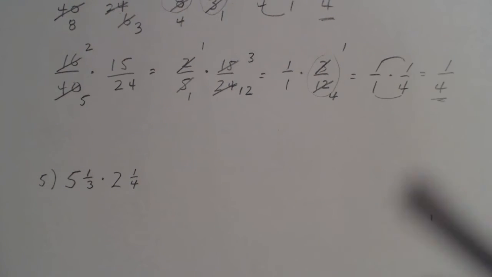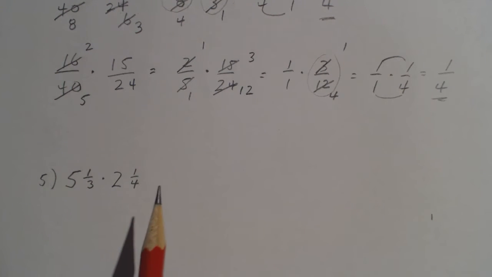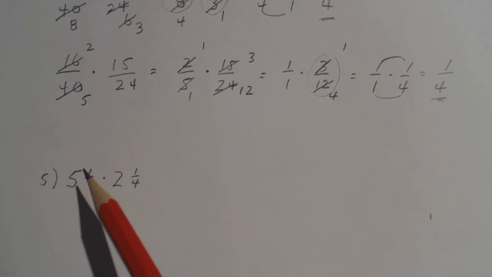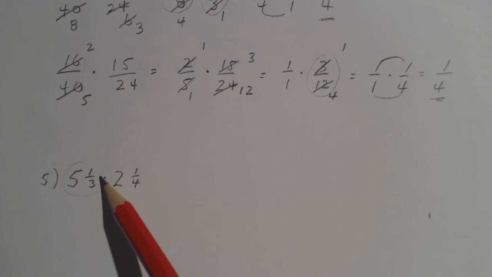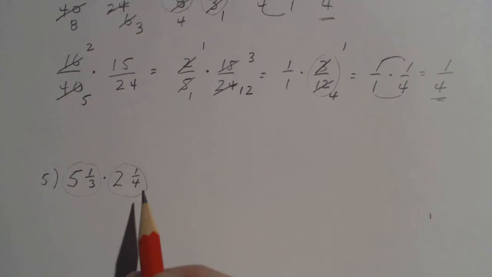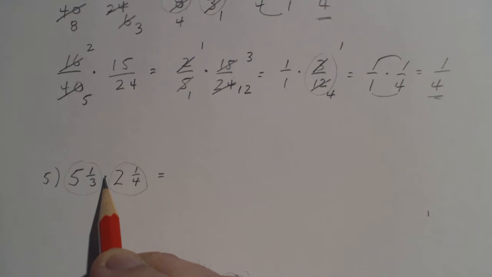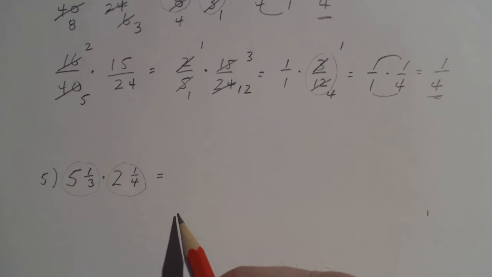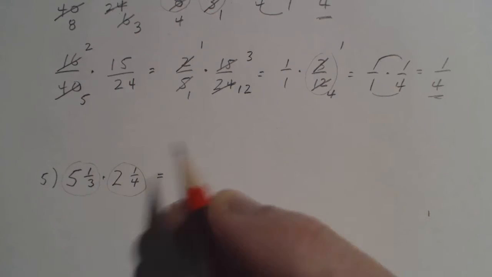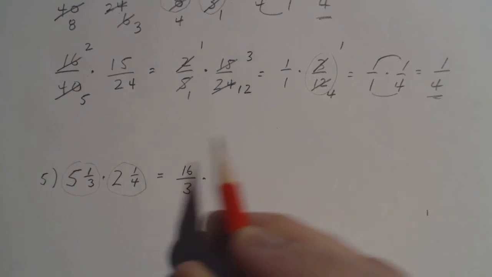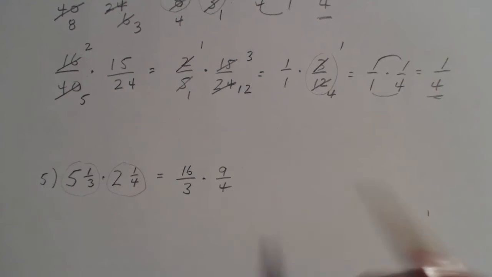Okay, let's do number 5. We have 5 1/3 times 2 1/4. Now you notice this example is different from the others because here we have mixed numbers. In cases where you have mixed numbers and we're multiplying, always change these mixed numbers into improper fractions, where the numerator will be larger than the denominator. So we go 3 times 5 is 15 plus 1 is 16 over 3. Times, we go 4 times 2 is 8 plus 1 is 9 over 4.